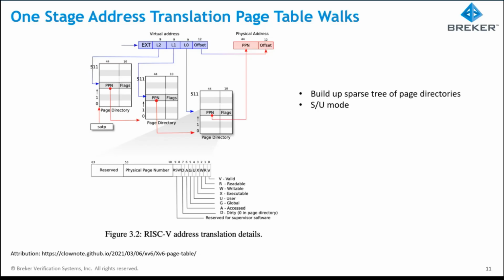So this works pretty well. There are a few other requirements. There's a number of flags that you have to put on the address as well, as you can see on the bottom there. And basically, you can end up pretty rapidly with your physical address. This is a one-stage address translation.